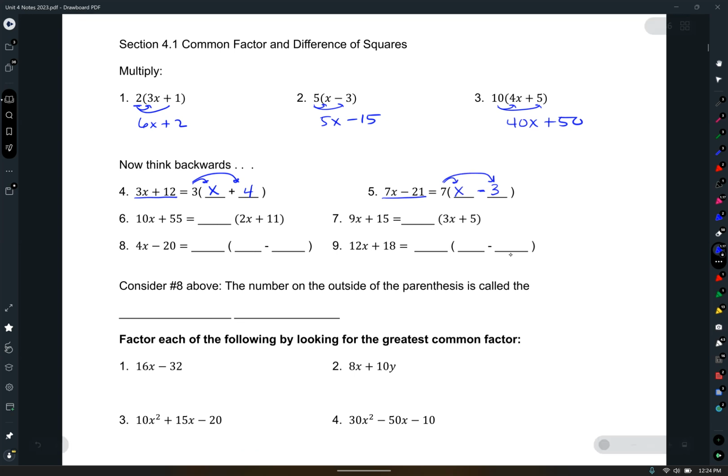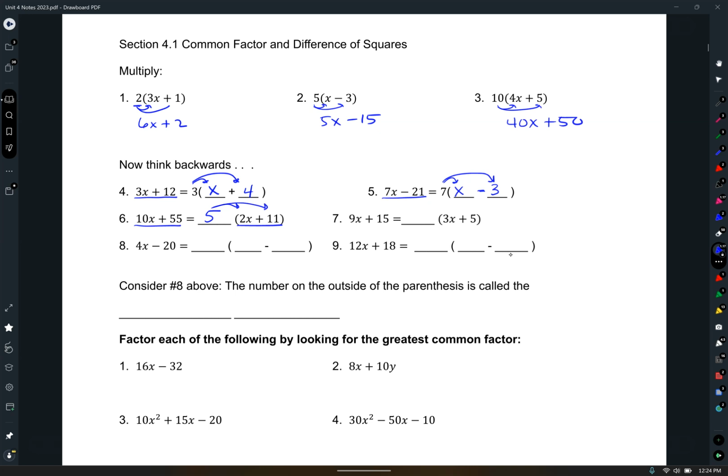On number 6, this time I'm telling you, hey, I know I'm going to end up with 10x plus 55. What if I know that the parentheses is 2x plus 11? Then does it make sense that it would have to be a 5 that would go out in front, so that when I distribute, I'm going to end up with the 10x plus 55.